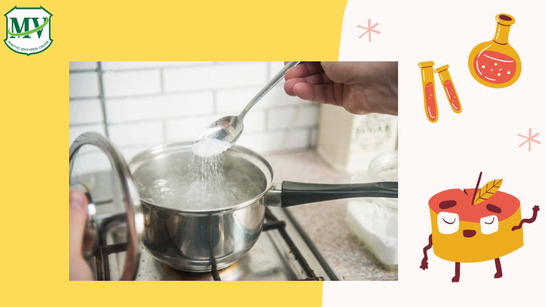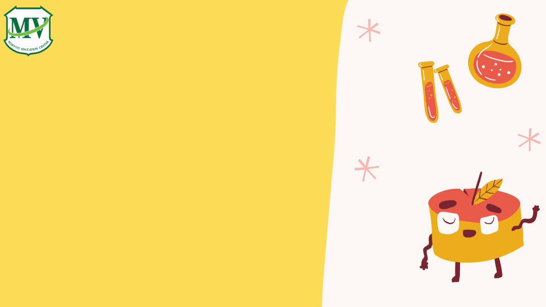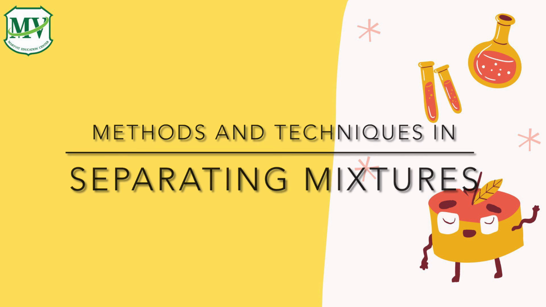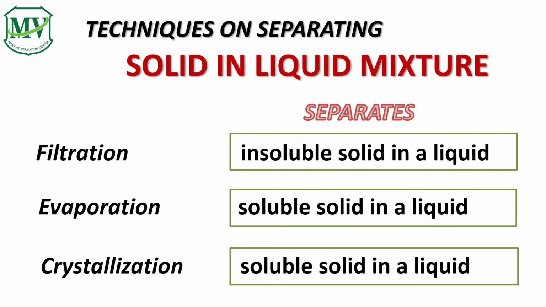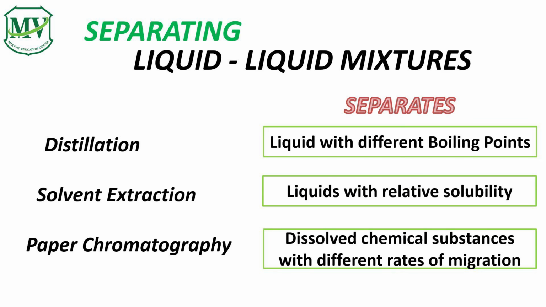There you have it, everyone. Those are the methods and techniques in separating mixtures. These are the three possible ways in obtaining solids in a liquid mixture. We have filtration, evaporation, and crystallization. We also have different techniques in separating liquid and liquid mixtures. We have distillation, solvent extraction, and paper chromatography.